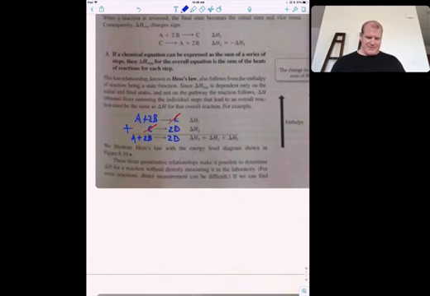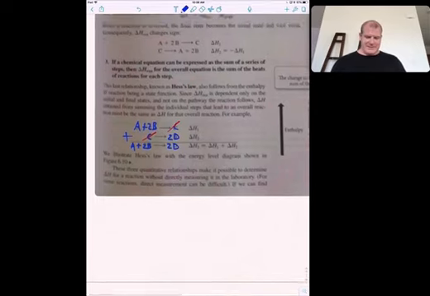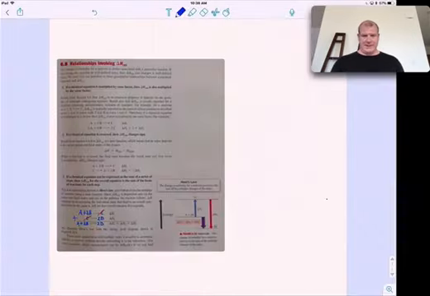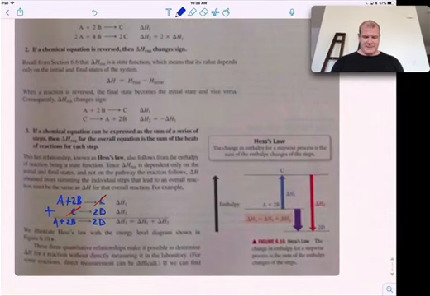And if a chemical equation can be expressed by the sum of a series of steps, delta H for the overall reaction is the sum of the heats of reaction for each step. Okay, so this is known as Hess's law. And you're like, why do I care? Why is this important to me?